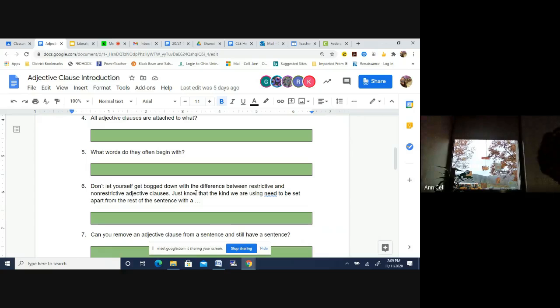I sleep with 2 cats who sleep on my legs. Okay, so if we look at that sentence, I sleep with 2 cats, right? That's our independent clause that we were talking about there. And our dependent adjective clause is who sleep on my legs.